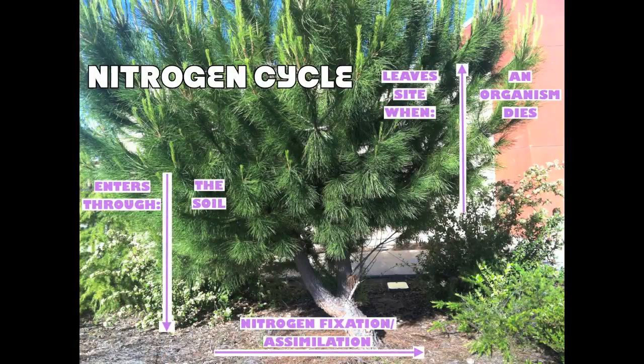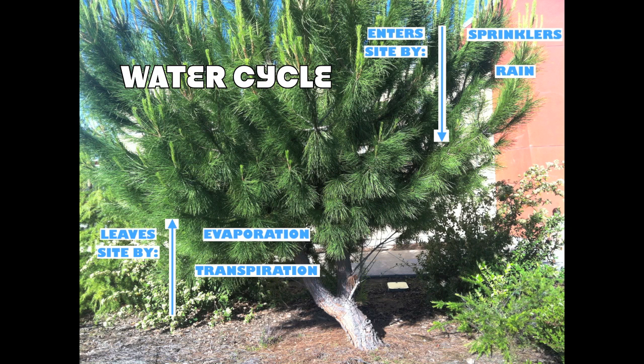The nitrogen cycle starts by the nitrogen entering the soil, where it undergoes nitrogen fixation, where bacteria convert it to a form usable by plants. This is called assimilation. It leaves the site only when a plant dies or an organism who has consumed a plant dies. The water cycle is that it enters the site by way of sprinklers and occasional rain. It leaves the site by evaporation and transpiration.